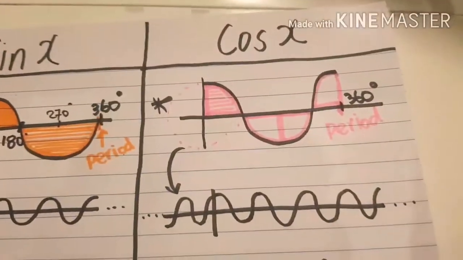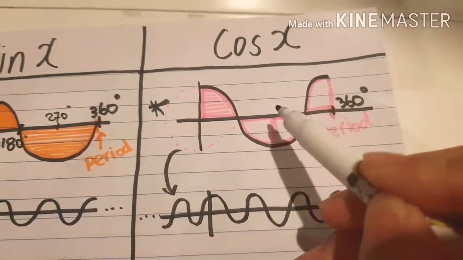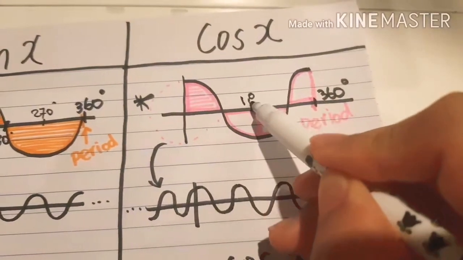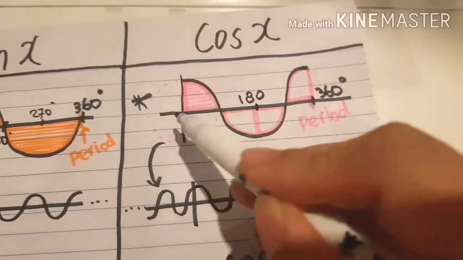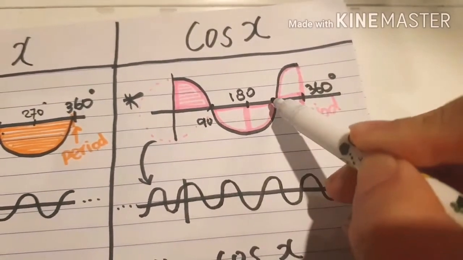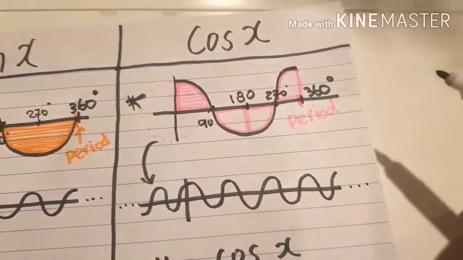Same thing with cosine. That's one full period, so half of it will be over here, half of 360, which is 180. Half of this one will be over here, 90, and so on. That will be 270 degrees.